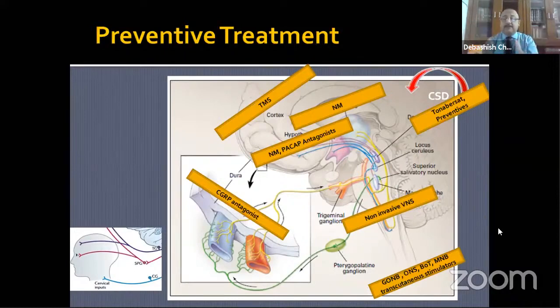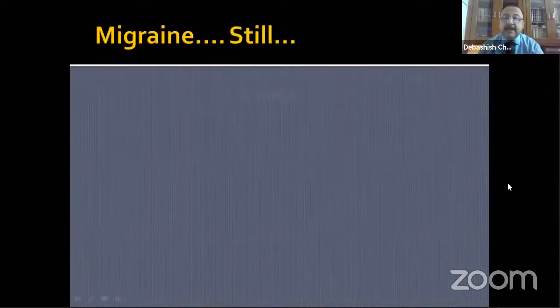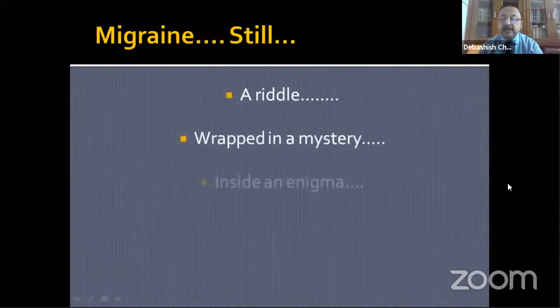So this is what the pathophysiology has to offer you, showing you the various targets where you can actually get in if you know the pathophysiology. So what has changed in migraine pathophysiology and the treatment? The change is that now we have specific mechanism-driven drugs like the CGRP antagonists or the receptor blockers, which can actually alter the migraine pathophysiology. So despite there being a lot of loose ends still, I can still say that migraine is a riddle, wrapped in a mystery, inside an enigma. Thank you very much for your kind attention.